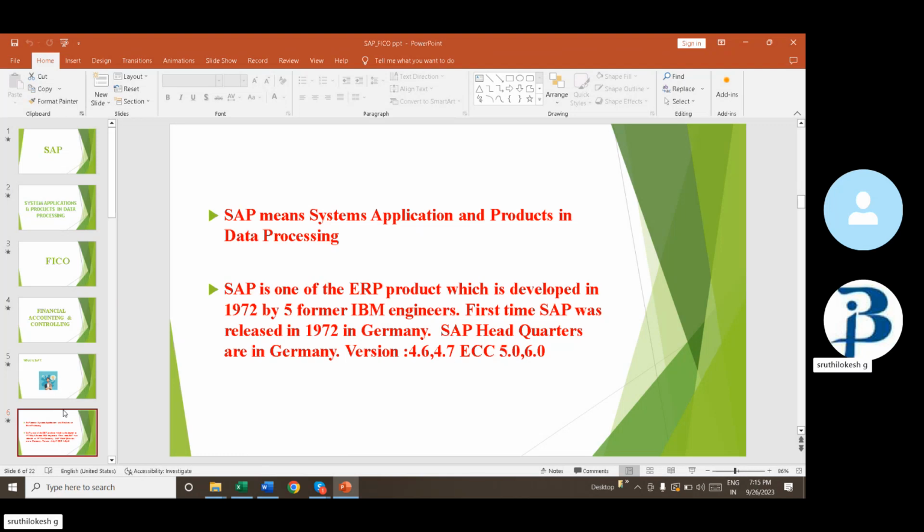This is an ERP product. Previously we had versions, like 4.6, 4.7. Those are ERP servers. Presently we are using ECC 6.0, and VMware is the main version we'll use.